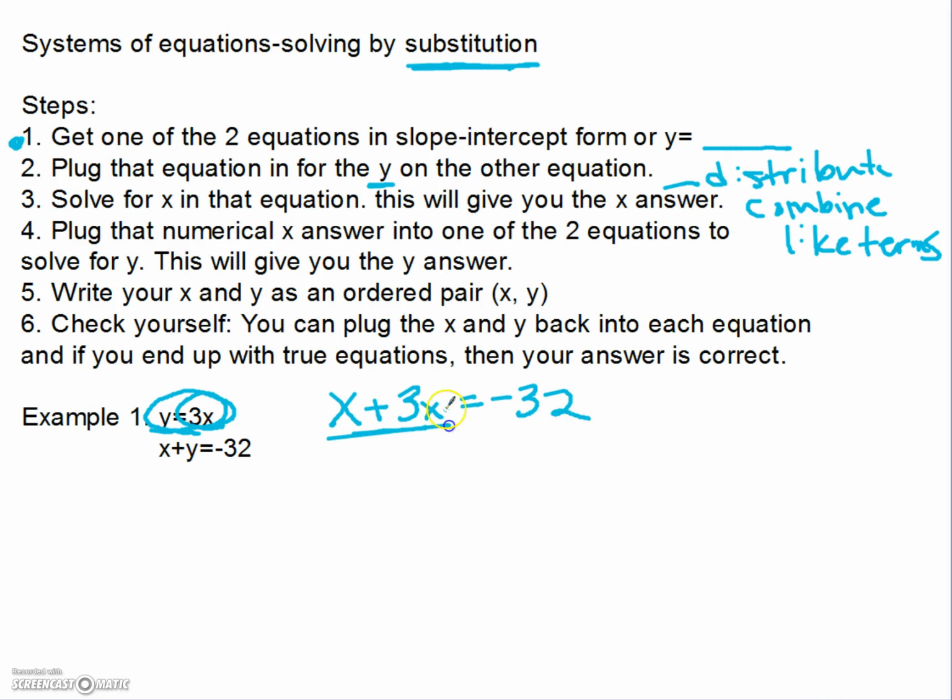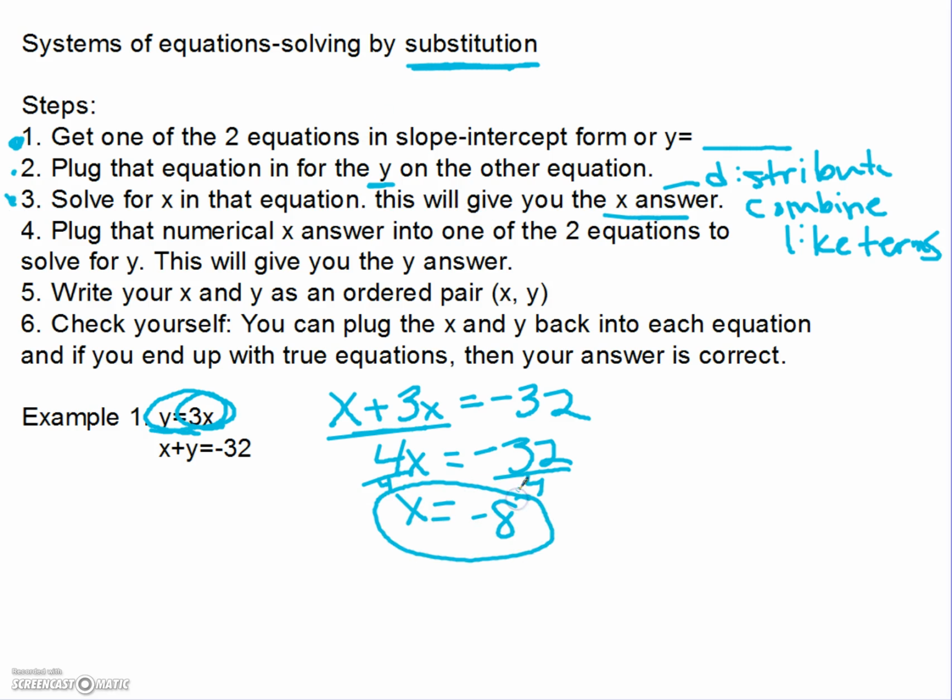So we have combining like terms here. There's no distributing, which gives 4x equals negative 32. Then I solve for x. I divide by 4, which gives me x equals negative 8. So far I've done step number 1, step number 2, and I now have the x answer: x equals negative 8.